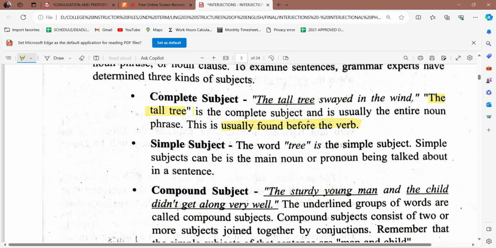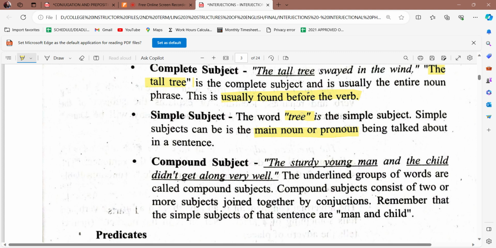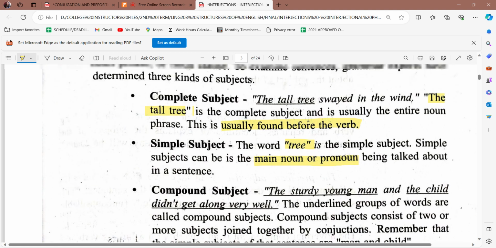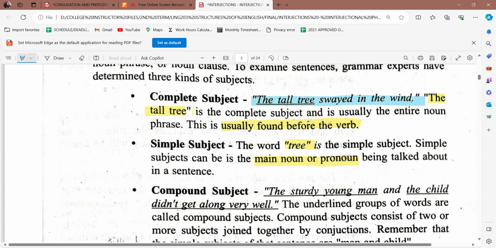We also have the simple subject. The word tree is the simple subject. A simple subject can be the main noun or pronoun being talked about in the sentence. So the simple subject can be he or she or it. So for this one, the word tree is the simple subject in this example.